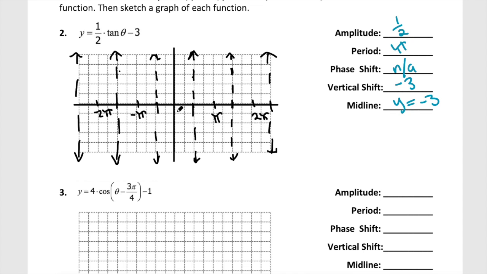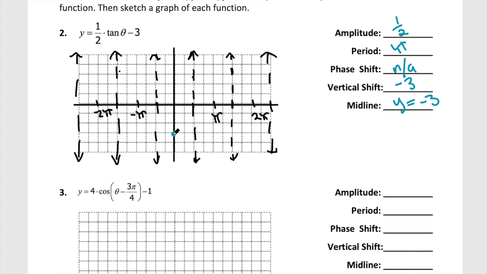All right, so the next thing we want to do is picture where our tangent graph normally crosses our x-axis. It normally crosses the x-axis right between your two asymptotes, right in the center of them. However, now, since our graph has a vertical shift, that point is going down 3 units. So we'll have a point here.